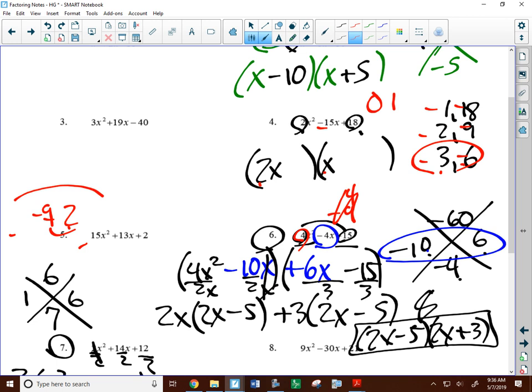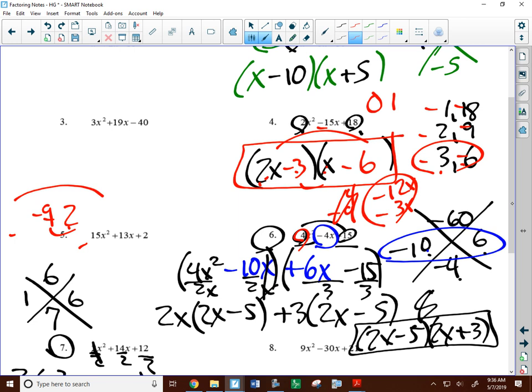So let's see. How about I'll just put in negative 3, negative 6. See if that works. 2 times negative 6 is negative 12. Negative 3 times 1 is negative 3x. And that one worked. Do we see how that would be negative 15x?